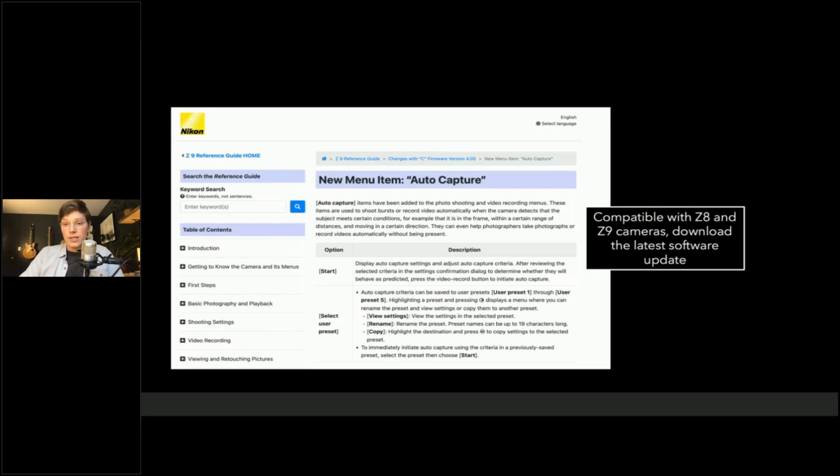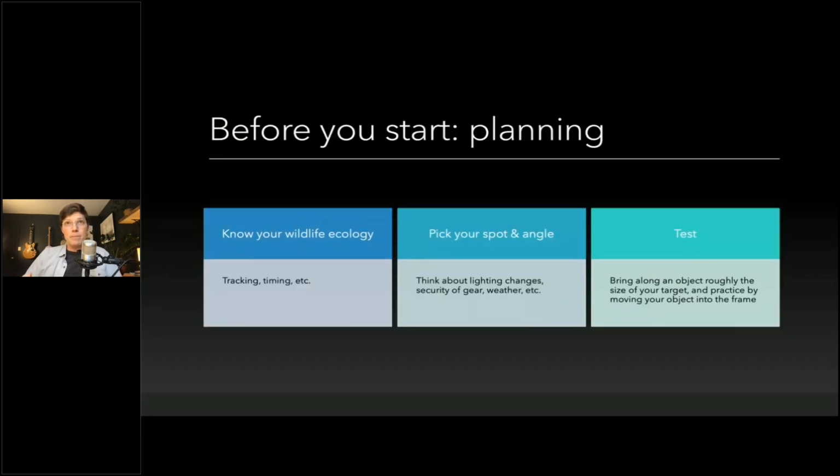So if you have a Z8 or a Z9, you would need to update to the latest software to be able to then find auto capture in your menu settings. But I'm going to try and talk you through this process so that regardless of whether you have a custom rig or are using a different type of camera, you can take some tips and tricks from this to be able to try and test this out with other technology as well. But I'll be using specific examples and menus from the Z8.